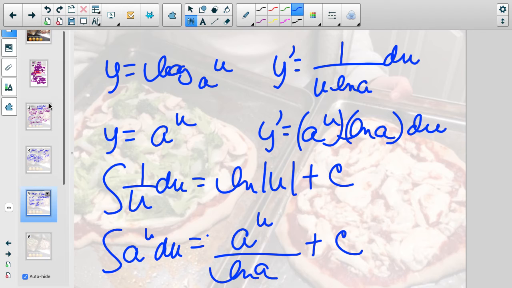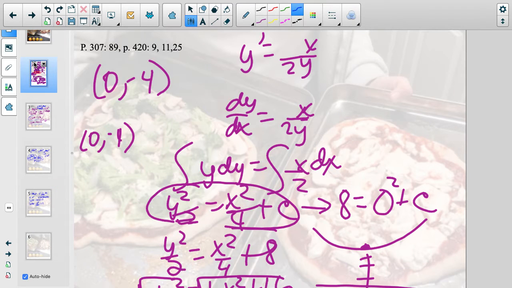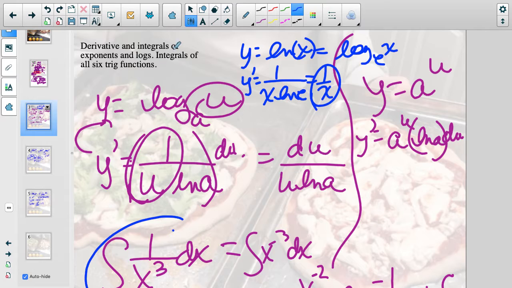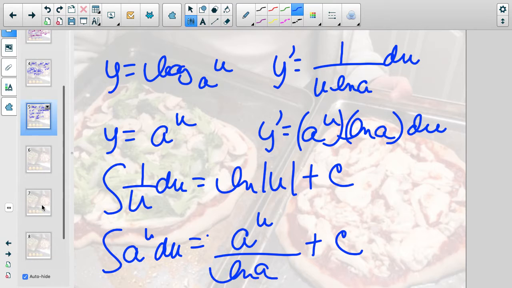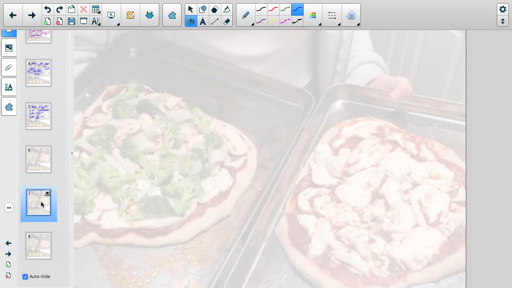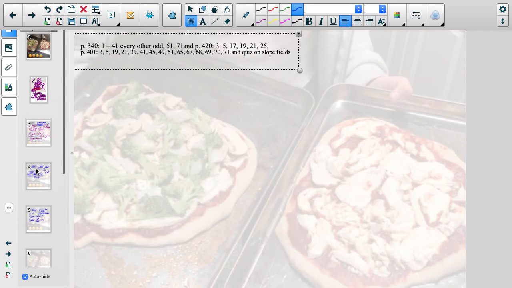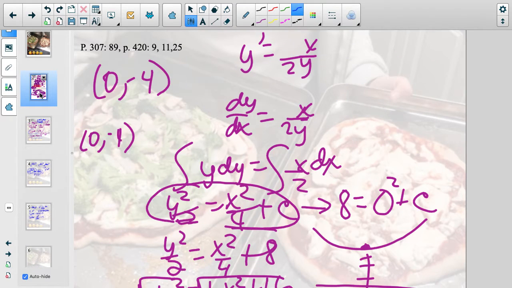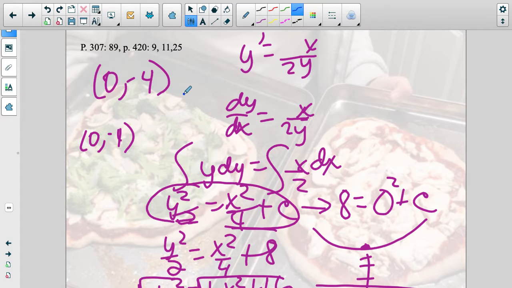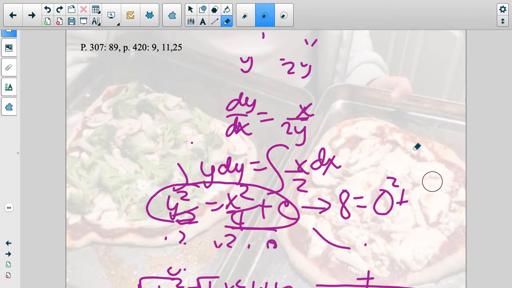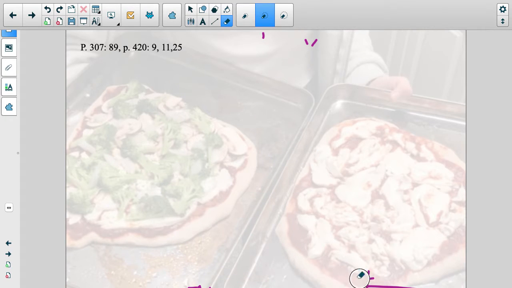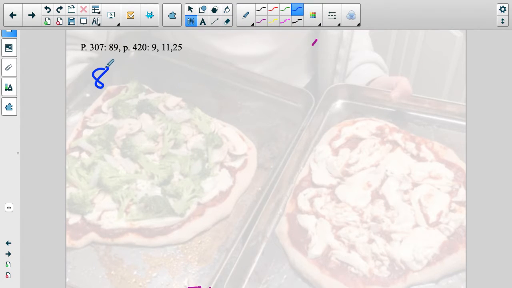Let's see. Where did that slide go with all the numbers on it? I wrote down all the numbers I needed to go over. There it is. Okay. All right. Let me do this first. All right. This is page 307, number 89. And girls, these ones are not technically going to be listed in your homework. These are just examples I needed to do. So 307, number 89.